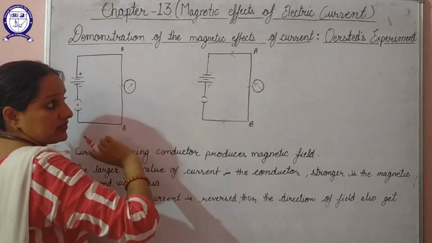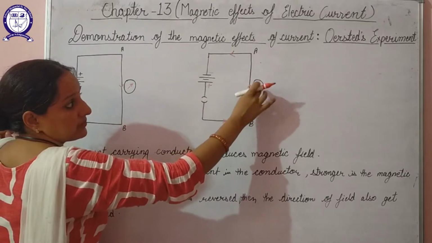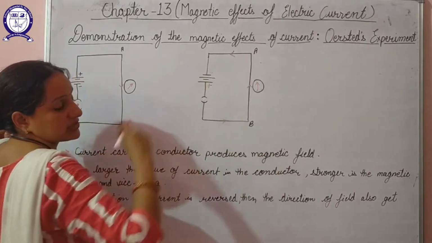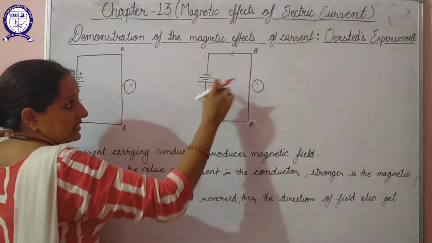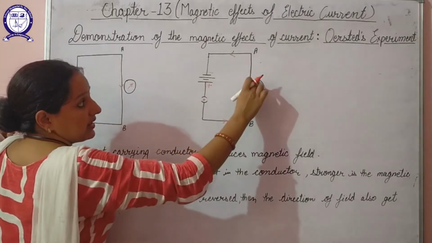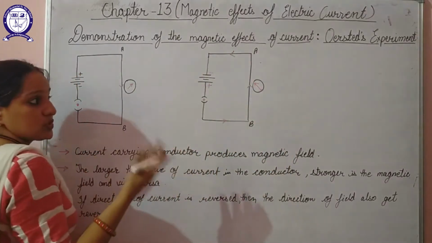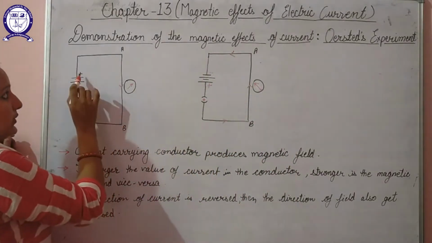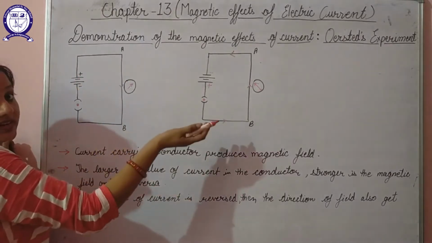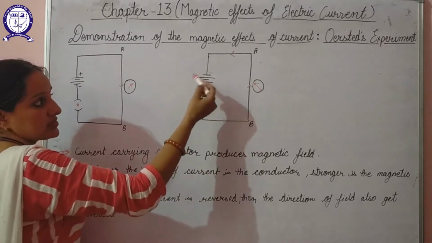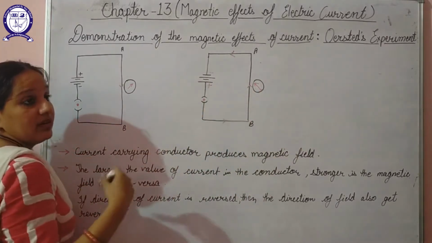When he turned off the key, again the current disappears and this magnetic compass again rests at its original position, which is towards the geographical north. Again when he turned on the key, the compass showed a deflection in this direction. So this indicates that when the polarity of the battery is like this, the deflection was towards the right hand side, but when he reversed the polarity of the battery, the direction of deflection also got reversed.